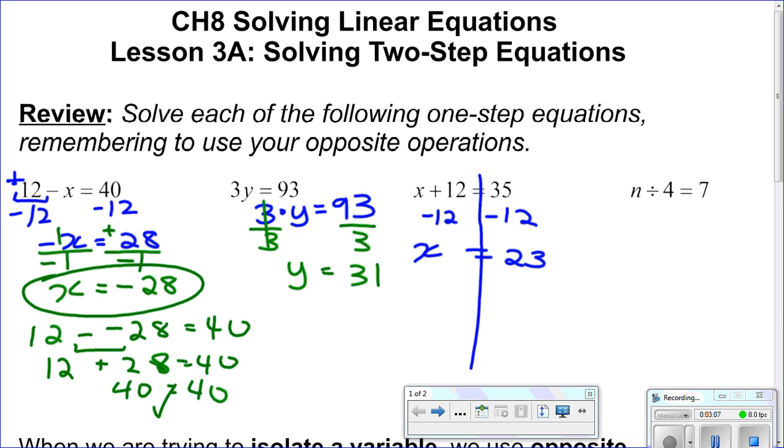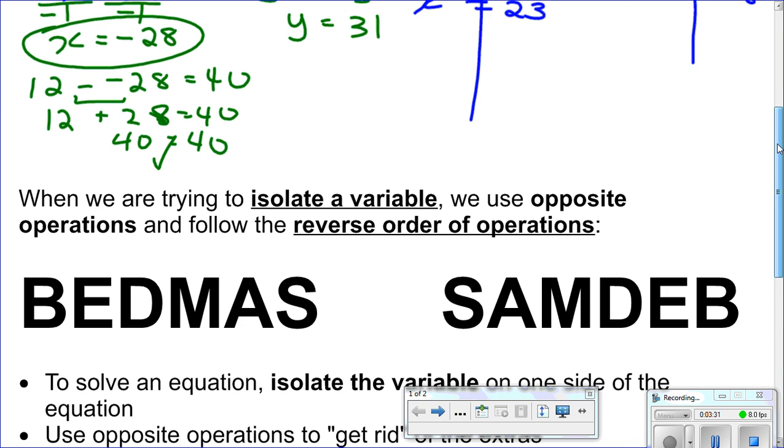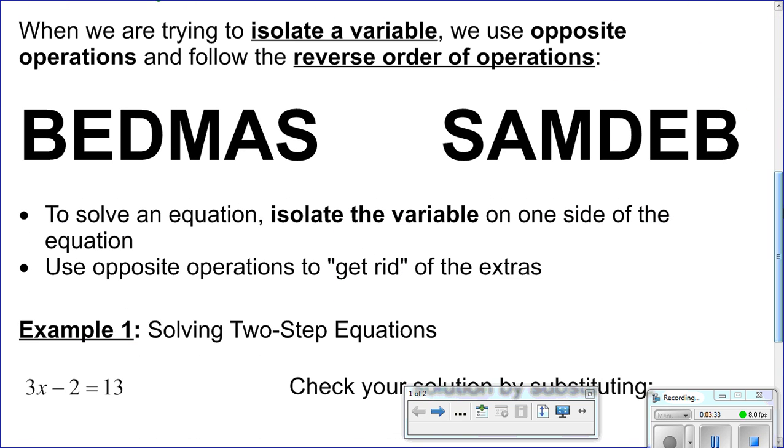Last one, our variable is n. It's being divided by 4. Opposite of divide by 4 is multiply by 4. So I'm going to multiply by 4 on both sides. 1n equals 28. Okay, so hopefully that was a nice, easy review for you. The first one might have been a little bit more complicated, but the rest should have been nice and easy for you. If not, see me in tutorials.